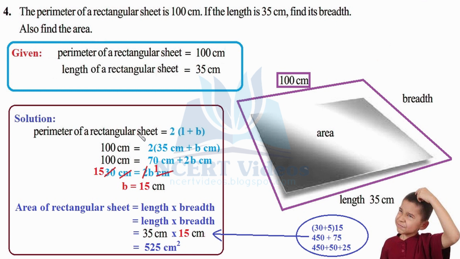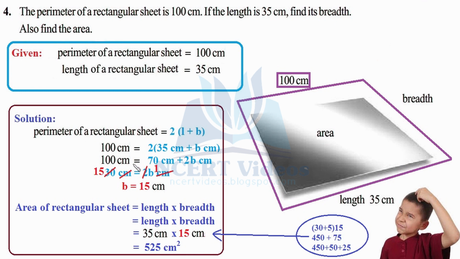Perimeter of a rectangular sheet is equal to how much? Twice of length plus breadth. We have just discussed this in the previous question, and it is given to you. Just write the value, that is 100 cm. Now length is given to you, 35 cm. Breadth is not given, but it will also have its unit, that is centimeter. Therefore 100 cm equals 35 into 2 is 70 cm plus 2 into b, that is 2b centimeter. Move this to the left hand side, that is 100 cm. It was plus here, it will get minus 70 centimeter.